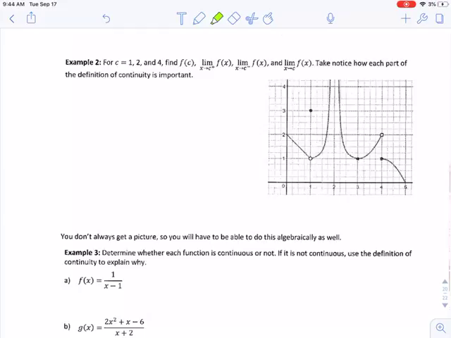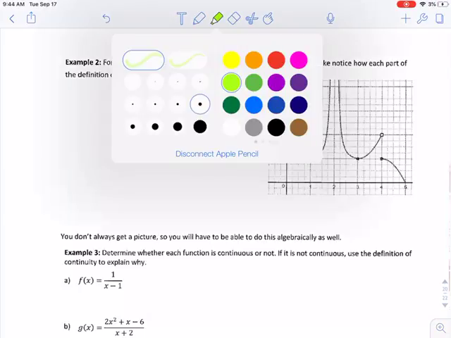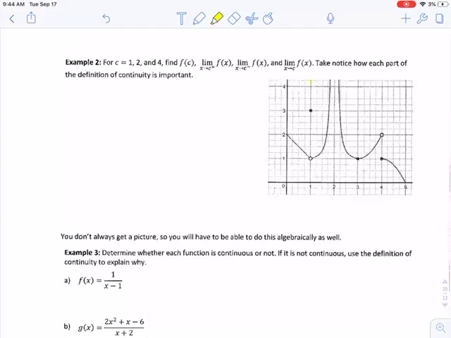So clearly, if you look at this graph, it's not continuous at 1, it's not continuous at 2, and it's not continuous at 4. We talked about that in the last example, all right? But they want you to see how the limit ties into this.